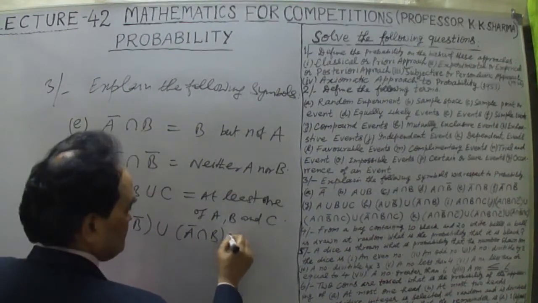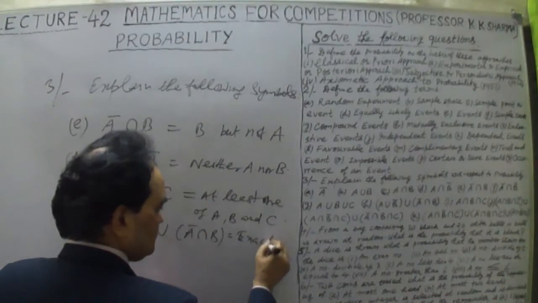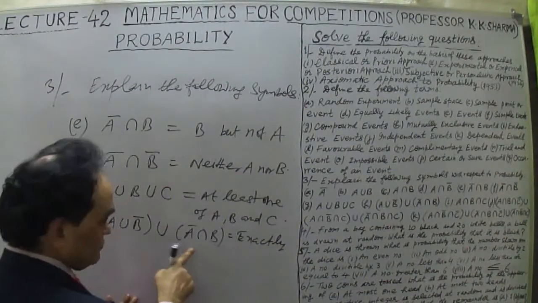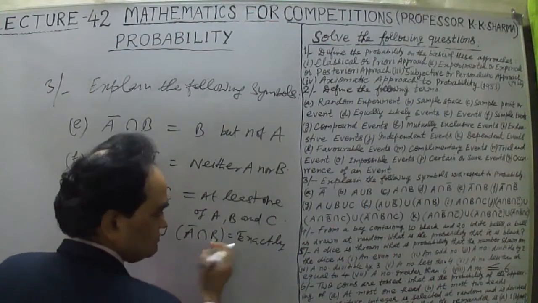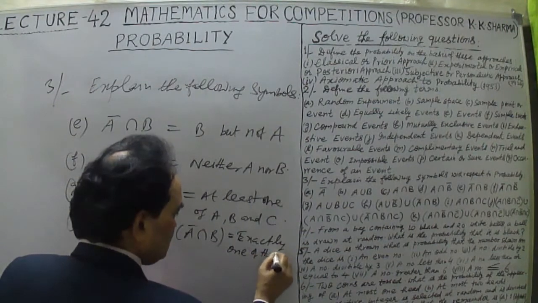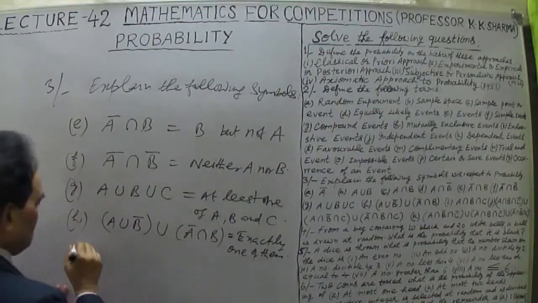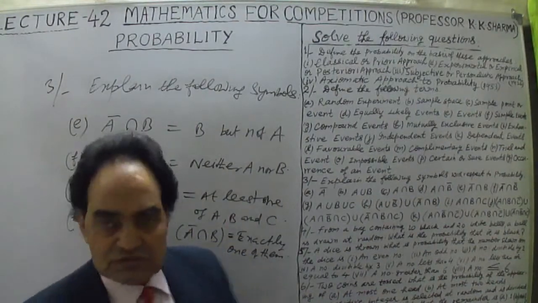This is known as, we can say exactly, right? One of them, because here A but not B, here B but not A, means exactly one of them. So this is the union, exactly one of them, A and B. So these four we have taken. Let us take next, I.